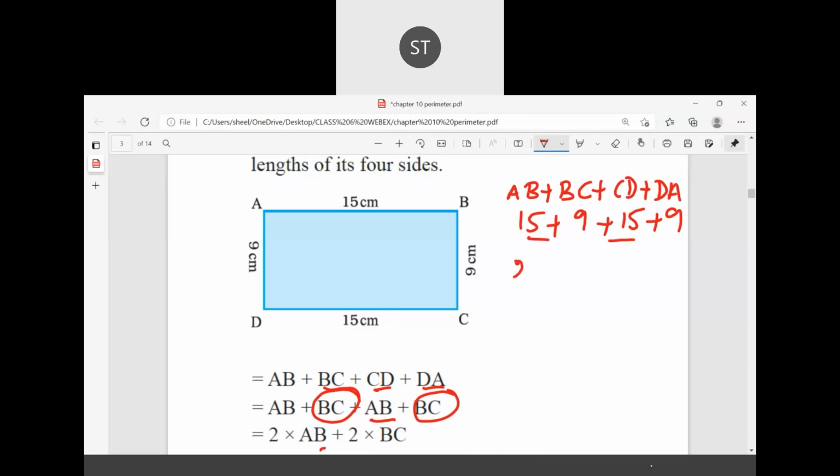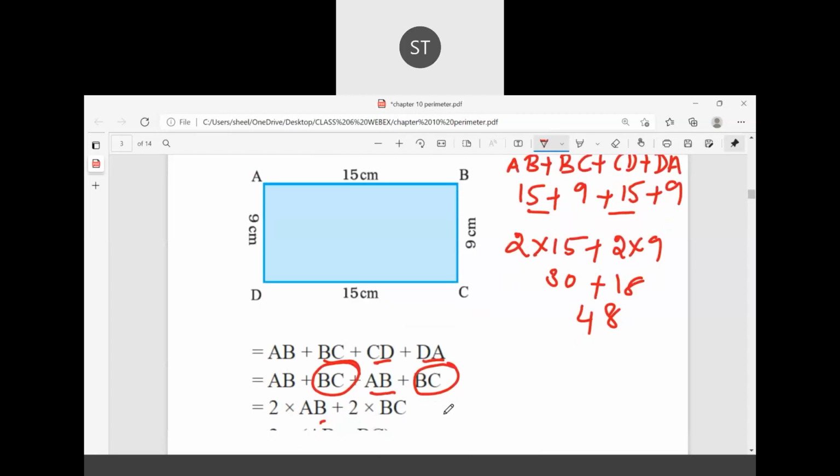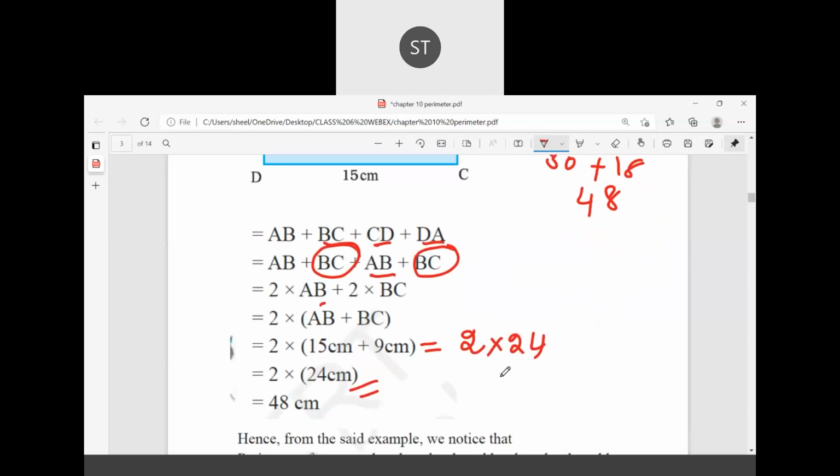So 2 into 15 plus 2 into 9. So 30 plus 18. So what is the answer? 48. Now here what are we doing? We are doing the formula only. So 2 into 24 we got, that is also equal to 48.